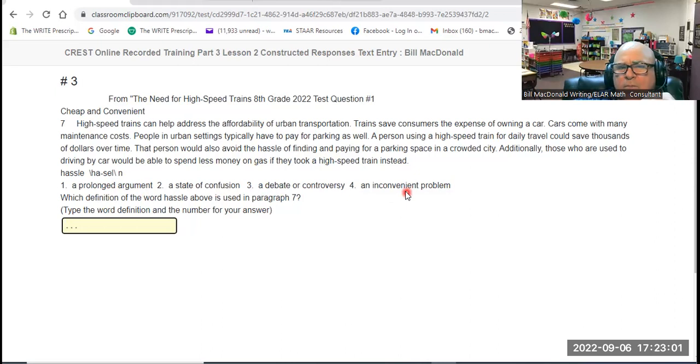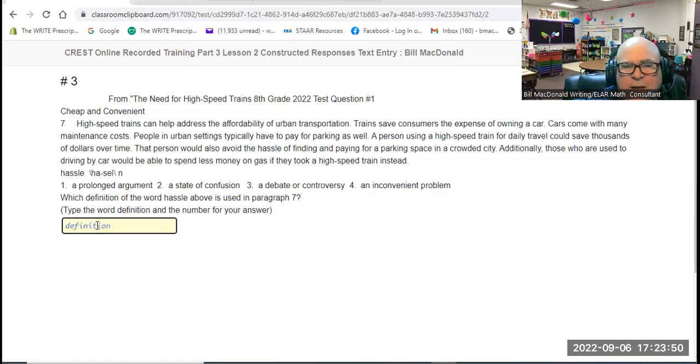An inconvenient problem. Convenient means it's something that helps you. Inconvenient is something that doesn't help you. It doesn't help you to have to find and pay for a parking space in a crowded city. So between the two, confusion, I don't have any details that make me appear confused, like I'm lost or I'm wondering. It just is a negative thing, a problem in that city. So what does it say? Type the word definition.